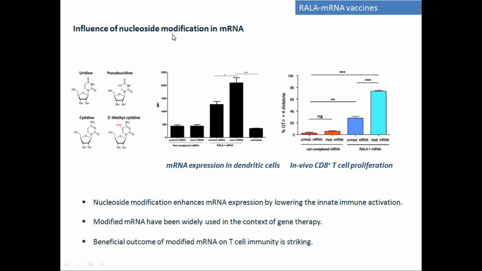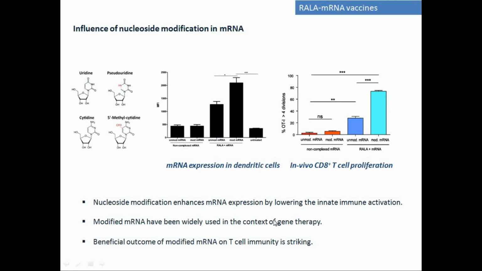Then we need to do the nucleoside modification. Natural uridine is modified into pseudouridine, and in the case of cytidine we can use methylcytidine. When you modify these, unwanted immune elicitation or recognition by other innate receptors can be minimized, so your mRNA can encode the specific protein at a higher rate. That's what this slide says: nucleoside modification enhances your mRNA expression by lowering innate immune responses.